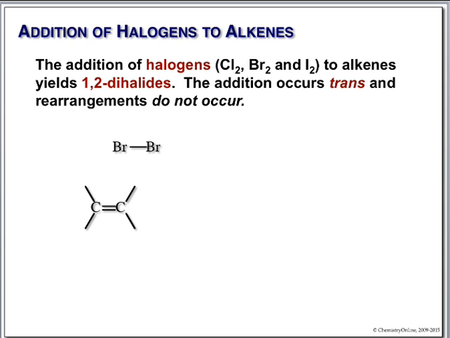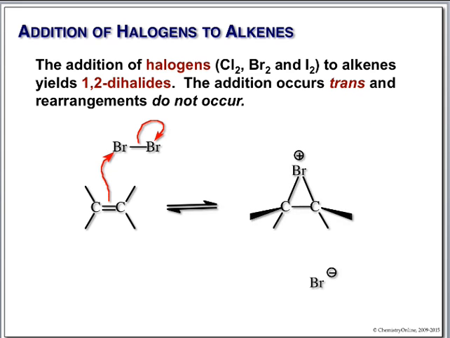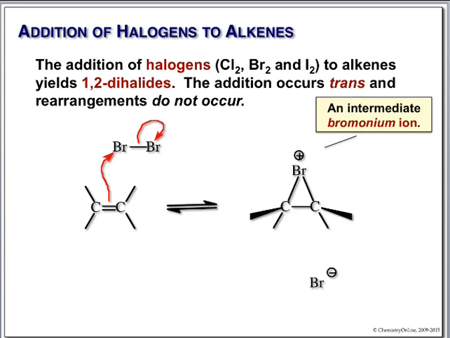Bromine, Br2, can split heterolytically. That is, the electrons can go to one bromine and leave the other as a positive bromine ion. What happens is the pi system will interact with Br2. The electrons will go to another bromine, kind of like this, and we will form what's known as a bromonium ion.